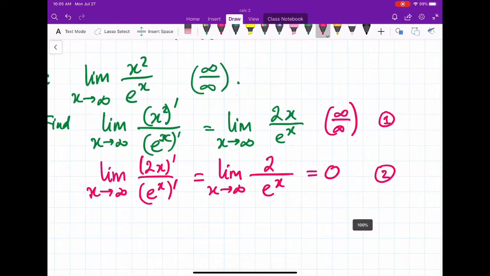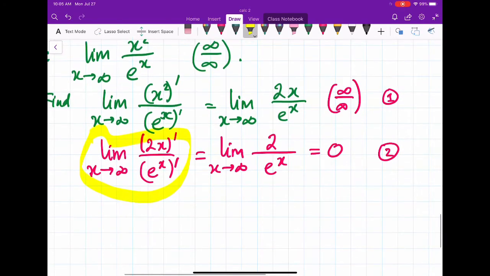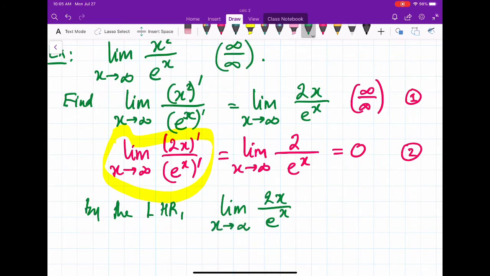Alright, so what does it mean? The limit of this equals 0. So I write now, by the L'Hopital rule, the limit of 2x over e to the x, as x approaches infinity, equals 0.